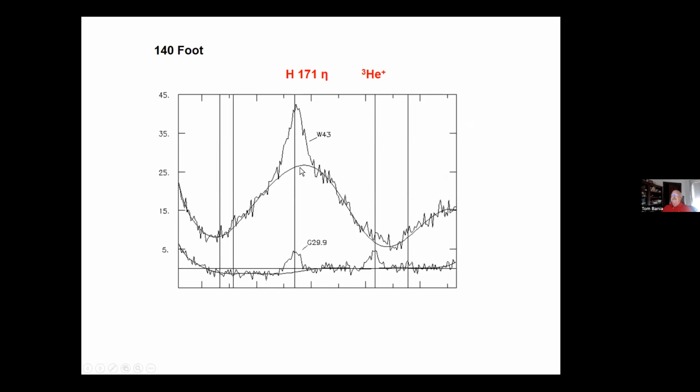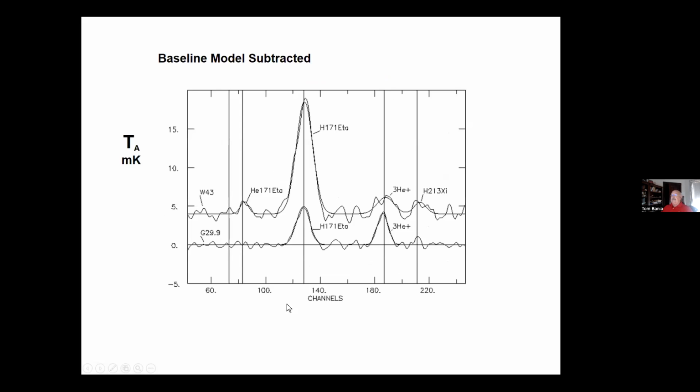This is the strongest line in the band. It's H171 eta, delta N of 7, N is equal to 178 down to 171. And here's the helium-3 line. So we'd have to model the baseline and subtract it, and this is what we get.